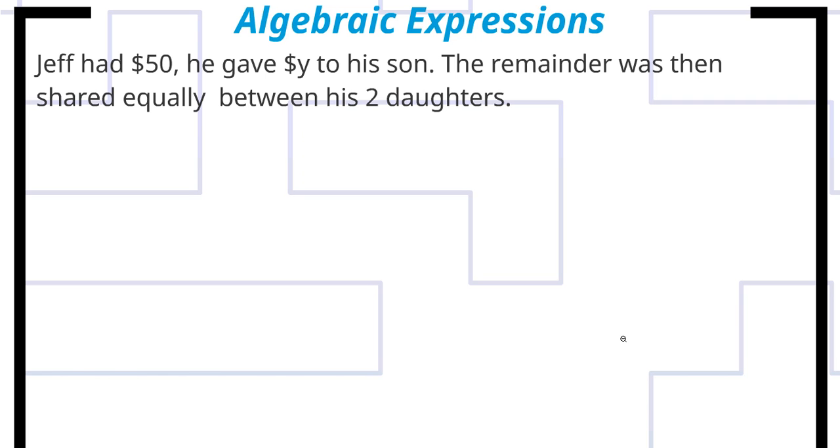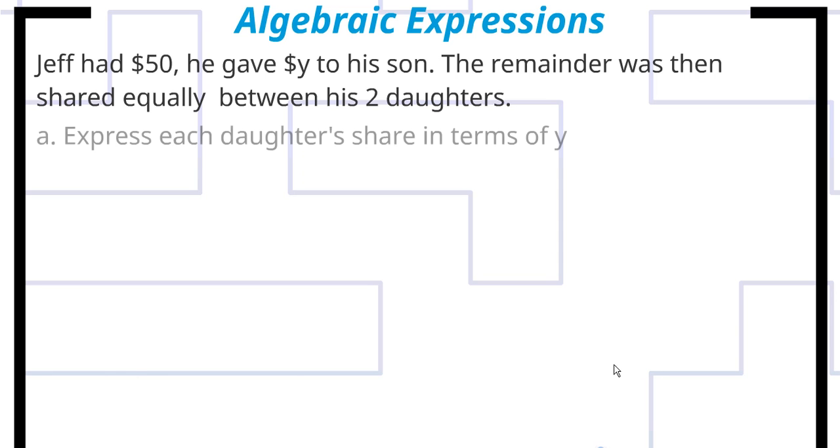Jeff had $50. He gave Y dollars to his son. The remainder was then shared equally between his two daughters. A. Express each daughter's share in terms of Y.